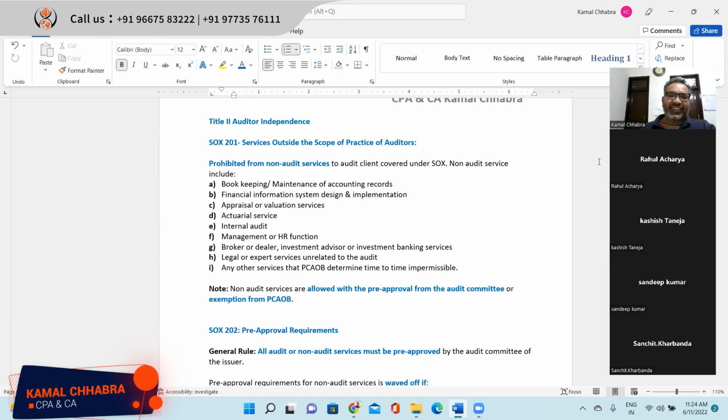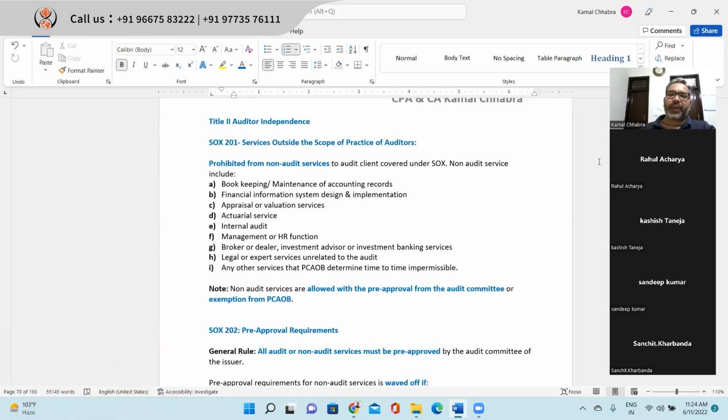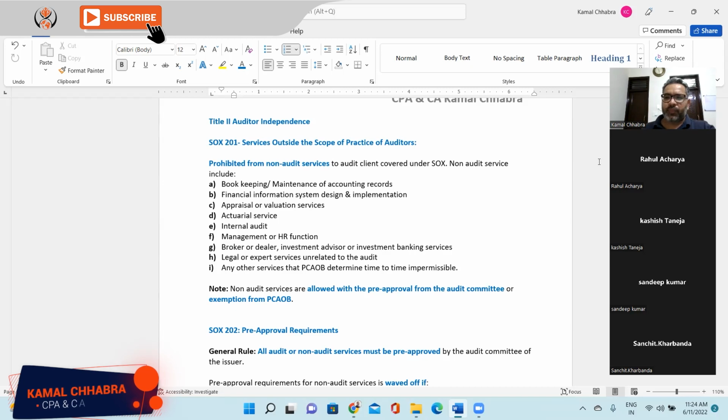SOX 201: services outside the scope of practice of an auditor. What services can you do and what services can you not do outside the scope of an auditor? As an auditor, you can provide certain non-audit services, but not all of them. Same as we learned in the independence rule, the general rule for non-audit services is prohibited. The same rules apply here as well.